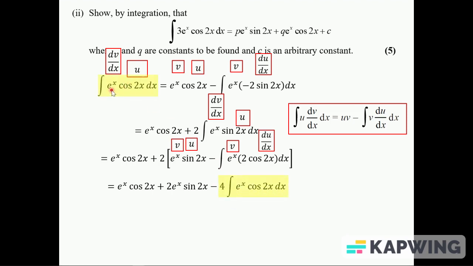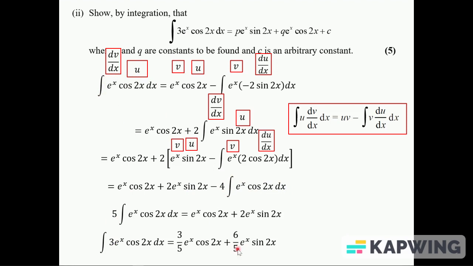And if I look, I've got e to the x cos 2x here, and e to the x cos 2x with a minus 4 in front. So I'd actually take this term over. So I'll have 5 times the integral of e to the x cos 2x equal to this. But I want 3 e to the x cos 2x, so I'm going to scale it. I'm going to divide by 5 and multiply by 3 and get this, and put a plus c on it.